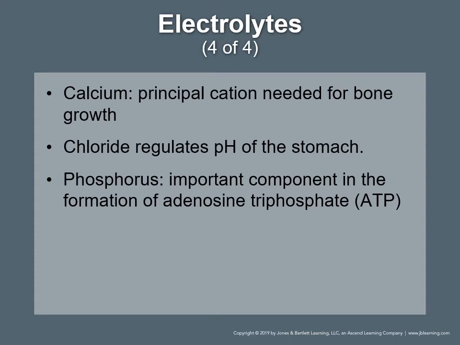Bicarbonate levels are related to the conditions of acidosis and alkalosis in the body. Chloride primarily regulates the pH of the stomach, and phosphorus is an important component in the formation of adenosine triphosphate, or ATP.